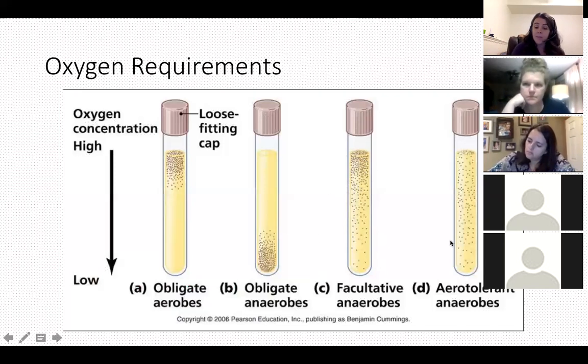And then this last option is what we call aerotolerant. The oxygen's not toxic to it, but it doesn't really use it, so you see the same growth throughout the tube. It doesn't matter. So in order to culture a microbe in the lab, we have to provide it with its correct oxygen requirements.